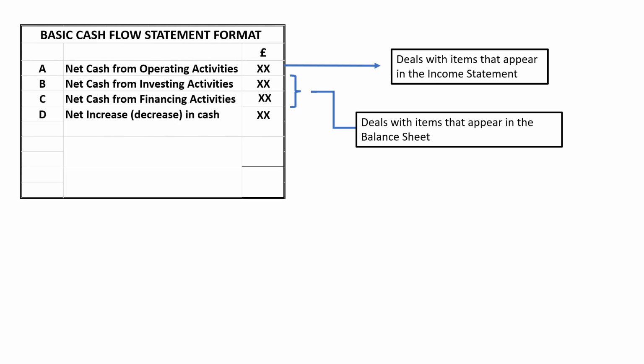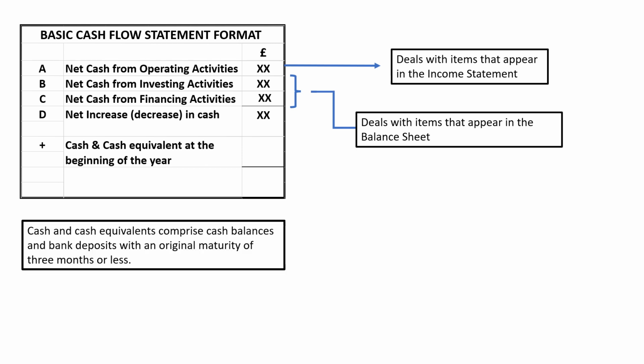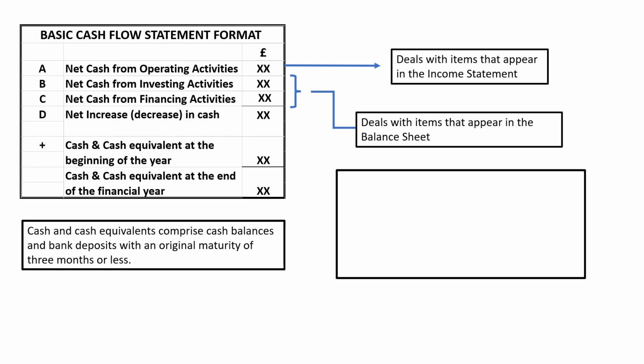And finally, all three are netted off to have what is called either a net increase or a decrease in cash flow in the year. And then we have the cash and cash equivalents at the beginning of the year. Cash and cash equivalents comprise cash balances and bank deposits with an original maturity of 3 months or less, and that will give us our final balance at the end of the year, which again can be negative or can be positive.